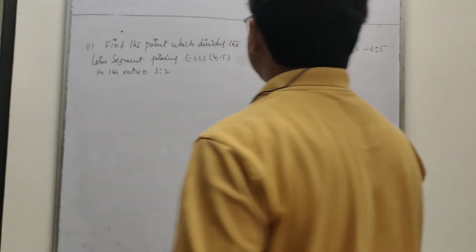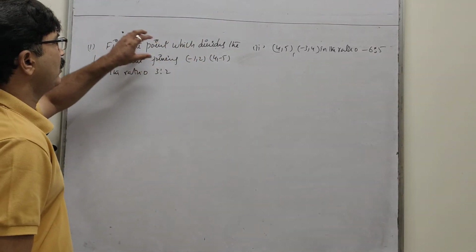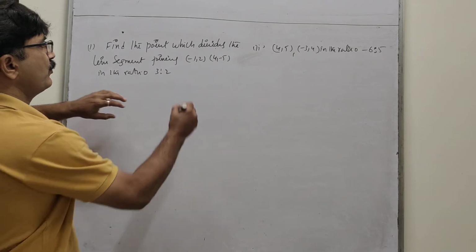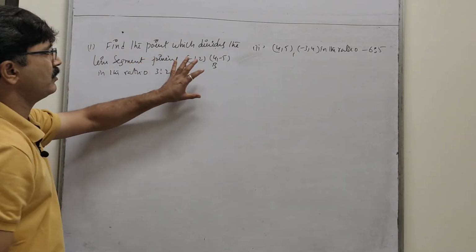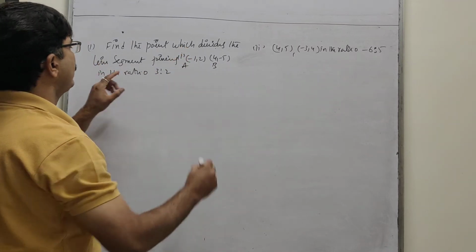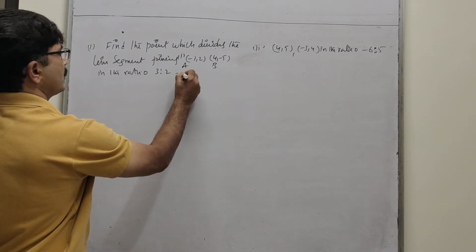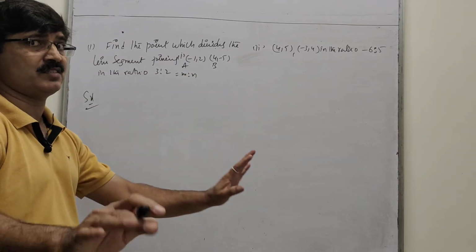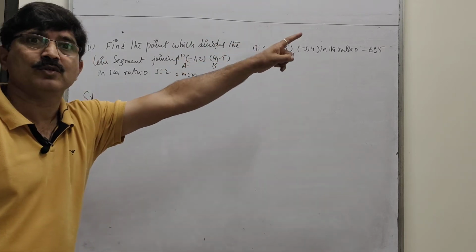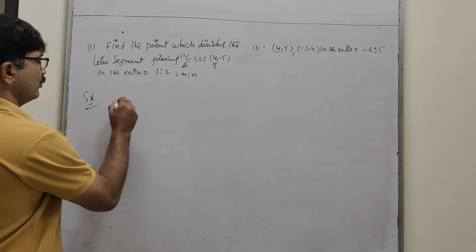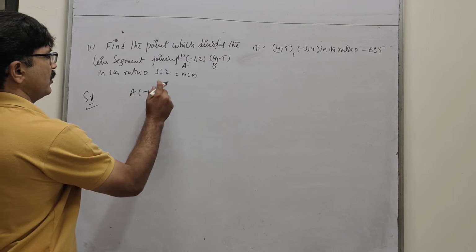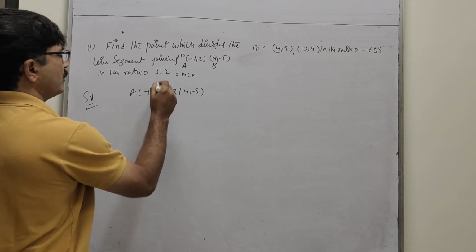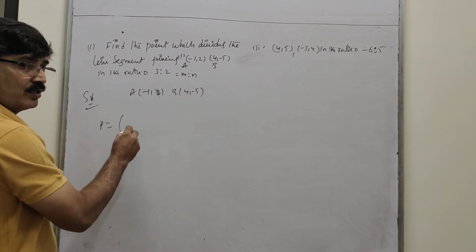I have taken two problems here. One is internal, the other one is external. But he didn't say anything for the first one. This is the first example, AB, and the ratio is m is to n, as he has given. While finding the ratio, positive means internal, and if the ratio is negative, you know very well that it is external. So it is positive. A is minus 1 comma 2, and B is 4 comma minus 5. The ratio he has given is 3:2. So for the P coordinate, you know the formula.